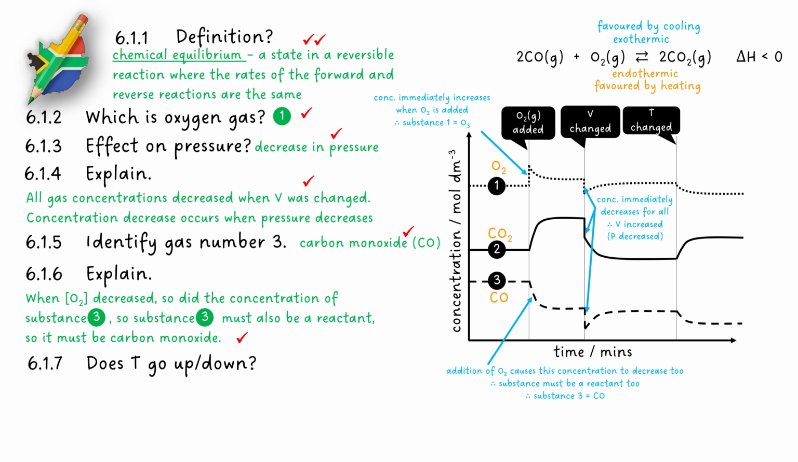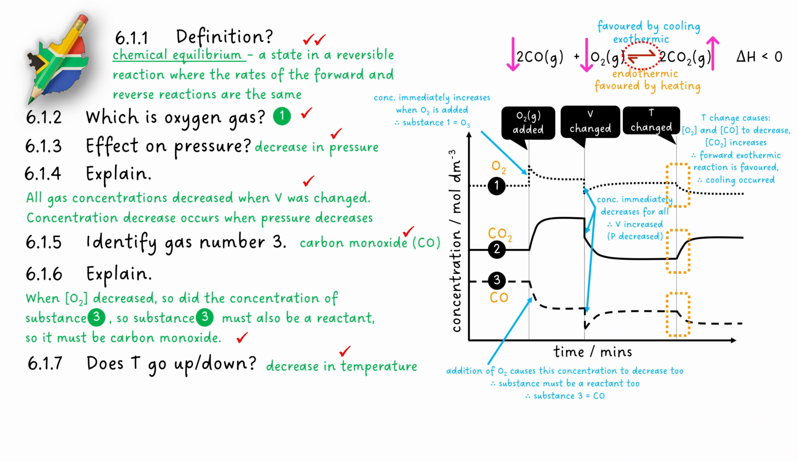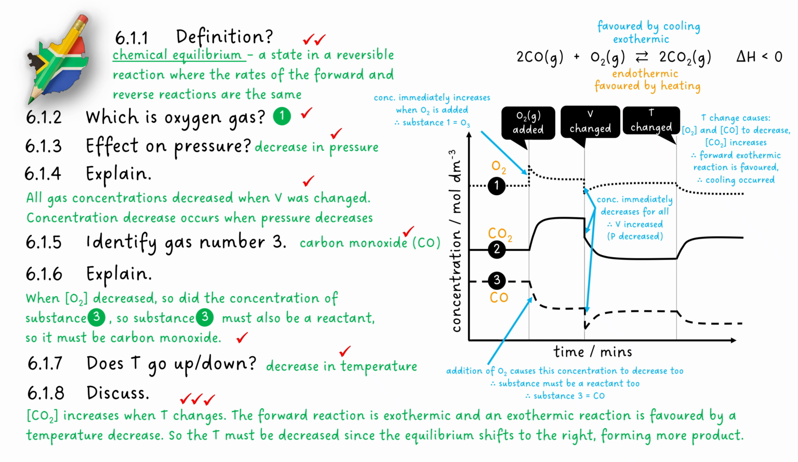We can see that the concentration of oxygen gas starts to decrease when the temperature is changed. And so does the concentration of carbon monoxide, while the concentration of carbon dioxide increases. This tells us that the forward reaction is being favored by the temperature change, and that the equilibrium is shifting to the right. If the forward reaction is favored, the system must be being cooled, and so the temperature has decreased. This explanation we just discussed will help us answer the last question.